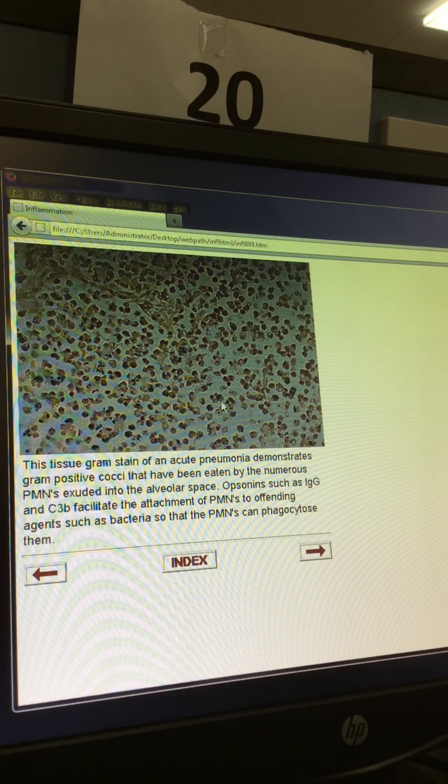This is the same as the previous one, but there are some changes, which are these small rounded organisms. This is gram-positive cocci. This can be seen in acute pneumonia. We can see that the neutrophils are engulfing the cocci, and some of them are surrounded by the neutrophils.